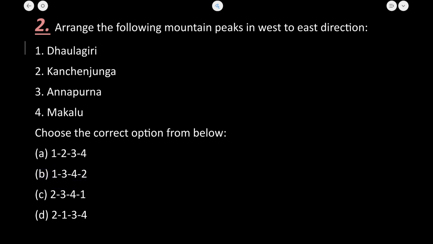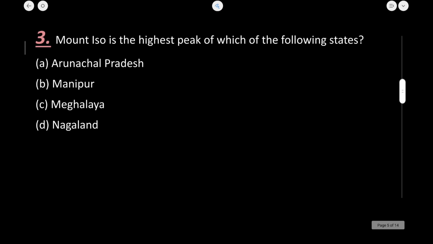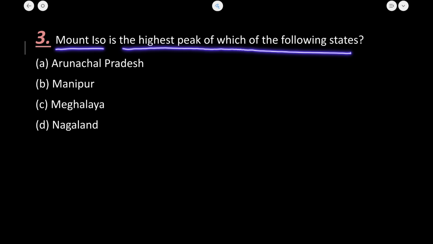Okay, I hope you have understood this. Let's now move to the next question. Mount Iso is the highest peak in which of the following states? Mount Iso lies in the state of Manipur.